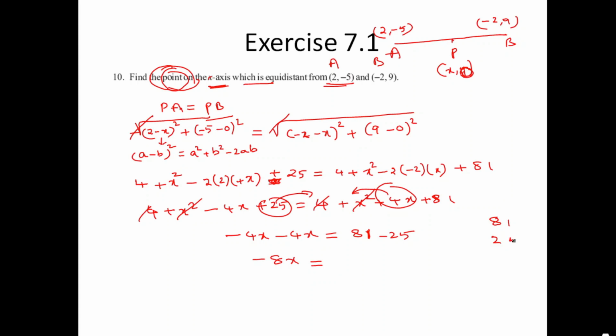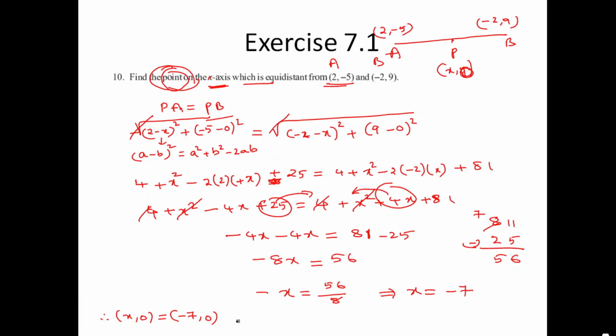81 minus 25. The resultant is how much? The resultant is your 56. So minus 8x is equal to 56, so x is equal to minus 56 by 8. When I am dividing this one, the resultant becomes minus 7. Therefore, the required point, that is x comma 0, is nothing but your minus 7 comma 0, is the point which is equidistant.